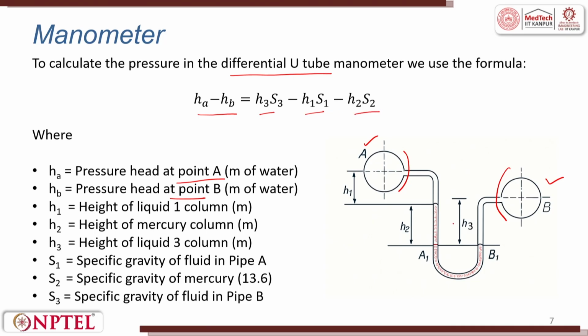So, where is H3 here? That is the distance between the lower and the upper level of mercury in this tube, that is H3, and H1 is for the point A, H2 is for point B, and these differences are from the upper and the lower heights respectively. So, H1 is height of liquid 1 column in meter, H2 is height of mercury column, H3 is height of liquid 3 column. So here S1 and S3 are specific gravity in the fluid that is there in pipe A and B, and S2 is specific gravity of mercury.